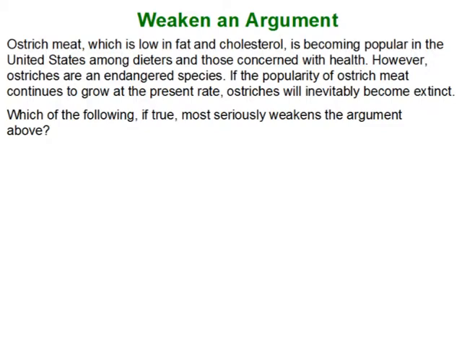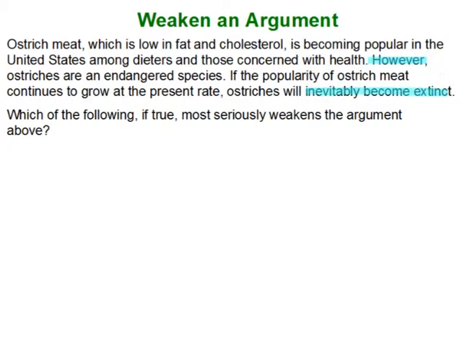So, what's our conclusion here? Notice the first sentence, ostrich meat is becoming popular in the United States. This is not a claim. This isn't really the kind of thing we could argue with. This is just sort of being submitted as evidence. And then we have this very common, very clear pivot. However, ostriches are endangered. And then we follow with a conclusion. If the popularity of ostrich meat continues to grow, ostriches will inevitably become extinct.